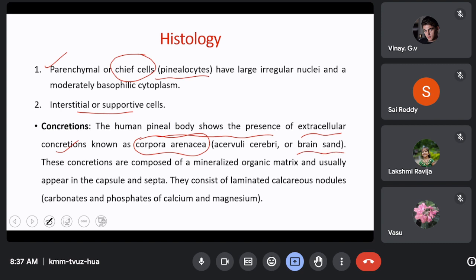Brain sand, and the Latinized word for this is acervuli cerebri. These are mainly composed of minerals. What are those minerals? Calcium and magnesium phosphates and carbonates, in a mineralized organic matrix, and they usually appear in the capsule and septa. Capsule is the outer covering of the pineal gland.